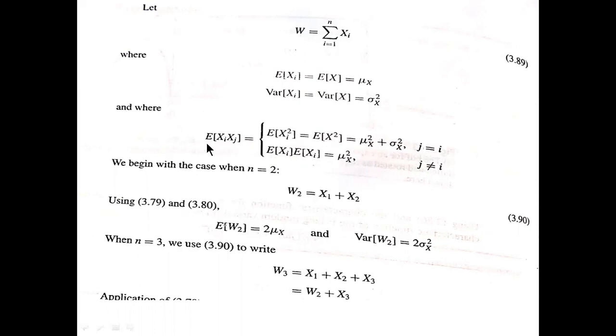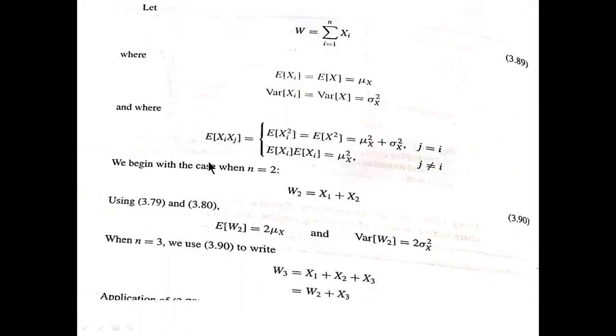Also, the correlation, the expectation of xi xj, is equal to the expectation of xi square when i and j are both the same, which is equal to the expectation of x square, equal to mu x square plus sigma x square. And when they are not the same, then it is just equal to mu x square, because at that time the covariance will be 0. If i and j are not the same, then the variance term will be equal to 0. So therefore, we just get mu x square.